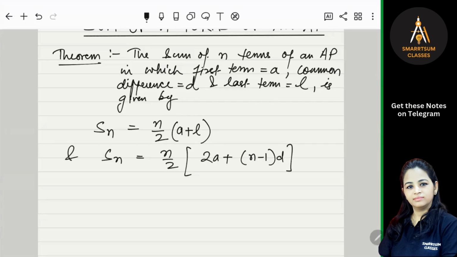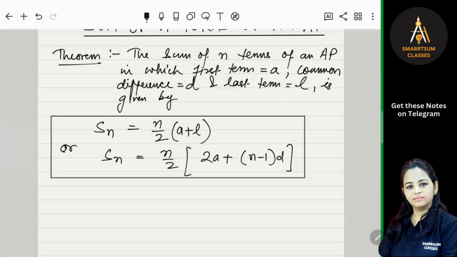So write down: the sum of n terms of an AP in which first term is a, difference is D and the last term is L, can be given by Sn is equal to n by 2 (a plus L) or Sn is equal to n by 2 (2a plus (n minus 1) into D). So here we have the L term, we don't have D here, and here we have the D term, and we don't have L here. So both formulas can be used, according to whatever is given in the question.